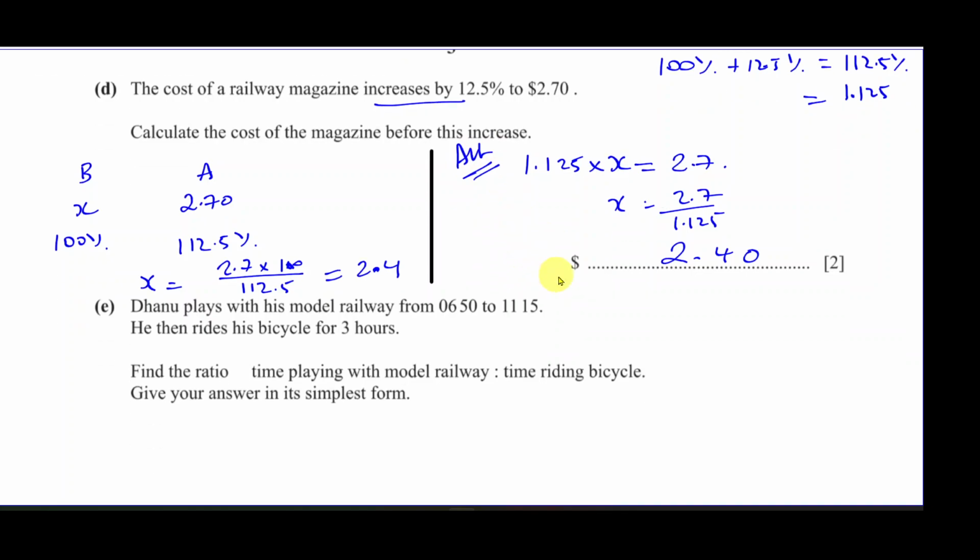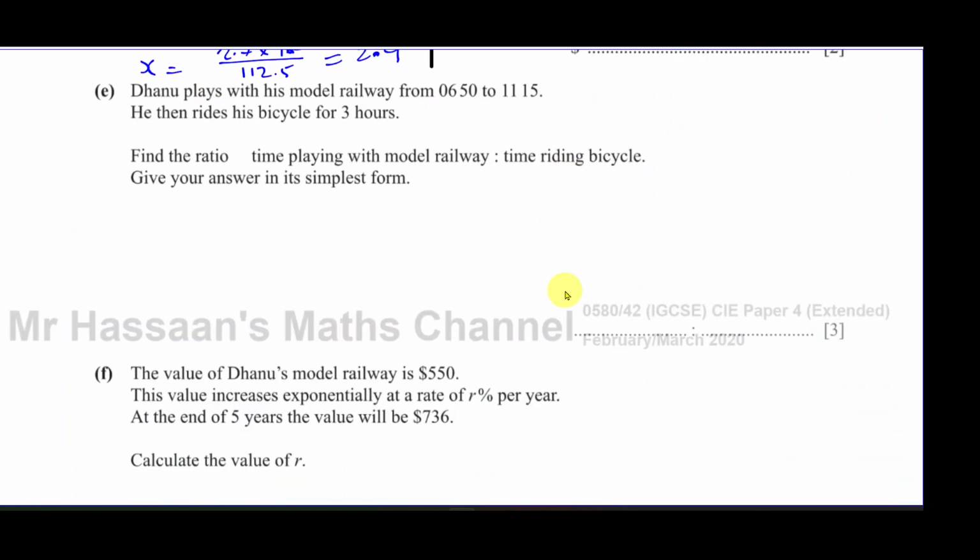Okay, now, part E. It says, Dhanu plays with his model railway from 6:50 to 11:15. That's both like 24-hour clock times in the morning, basically before noon. He then rides his bicycle for 3 hours. Find the ratio of time playing with the model railway to the time riding the bicycle, give your answer in its simplest form. So first of all, let's try to work out the time between these two. We can work it out in hours, we can work it out in minutes if you want, but there's different ways we can do this.